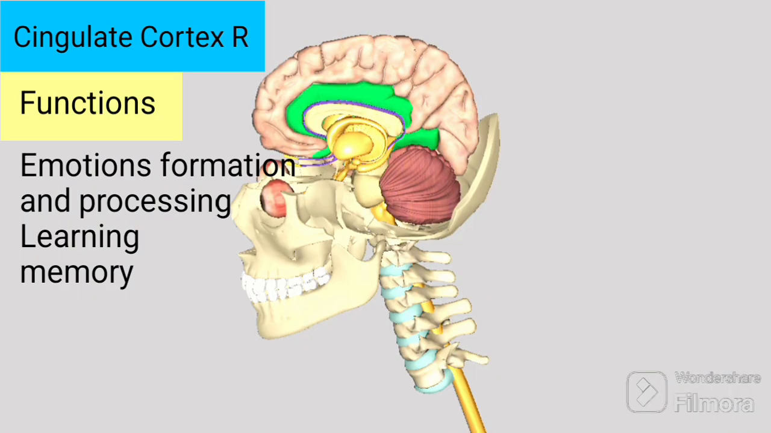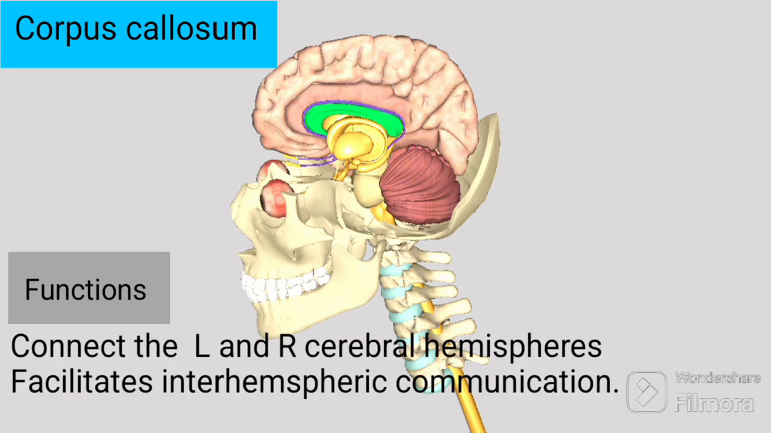Cingulate cortex is part of the brain situated in the medial aspect of the cerebral cortex. It includes the cortex of the cingulate gyrus, which lies immediately above the corpus callosum. It involves emotion formation, learning, and memory. Corpus callosum is a wide flat bundle of neural fibers beneath the cortex in the interior brain. Its function is to facilitate interhemispheric communication.